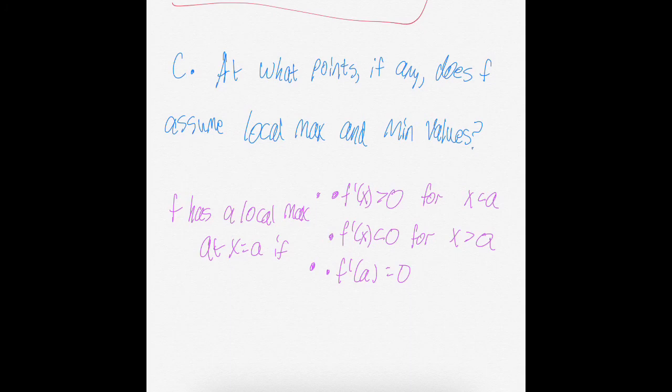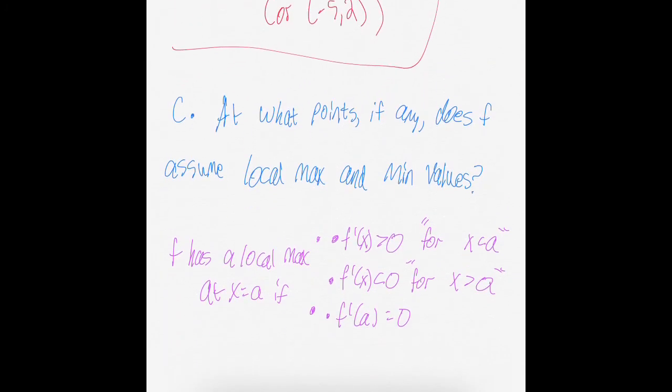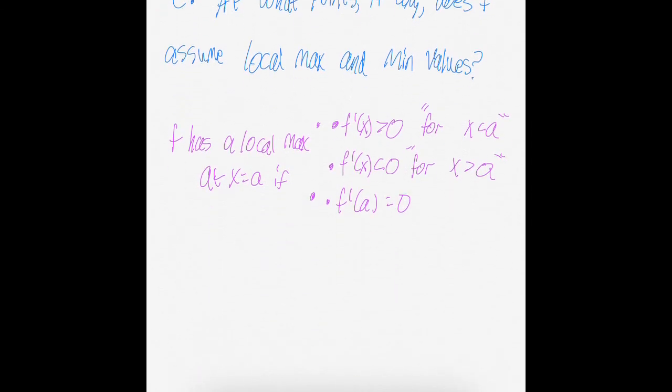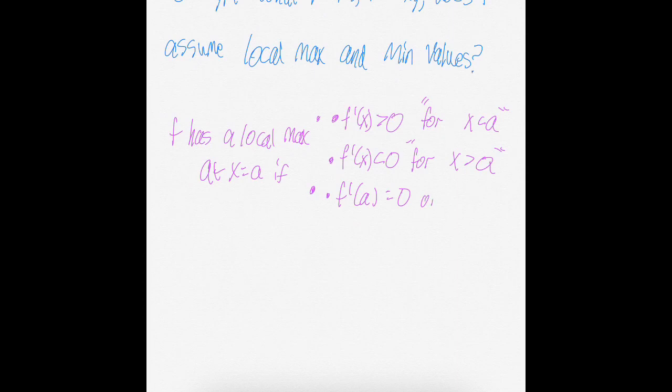Whenever I say f prime of x is greater than 0 for x less than a, what I mean is over some interval. It doesn't have to be over the entire real number line. But if I look just to the left of a, then the derivative should be positive. And if I look just to the right of a, then the derivative should be negative. That's what I mean whenever I say for x less than a, or x greater than a. Okay?